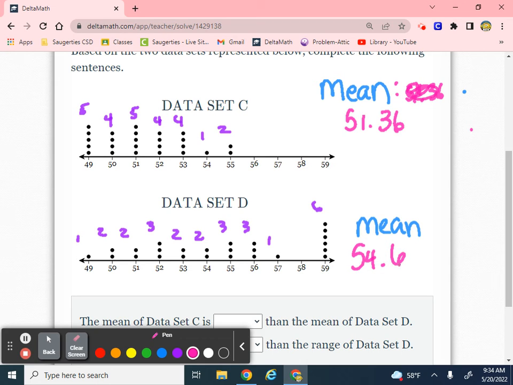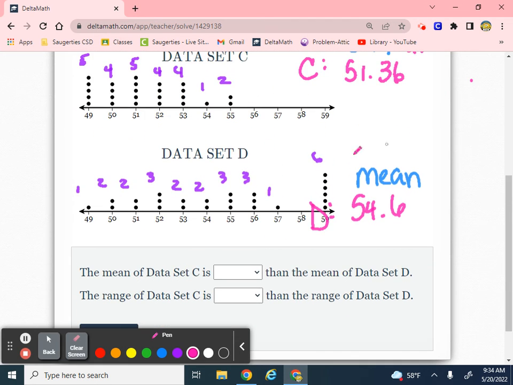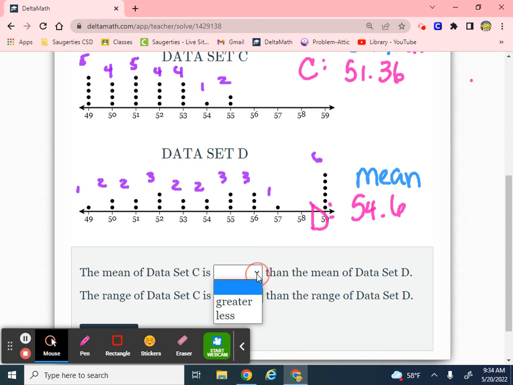Unfortunately, these are very close. Because if you made a mistake on one, then it could make a difference. Did anybody else get this? Okay, cool. So now we have to compare. Remember, this is called data set C, and this is called data set D. So now we have to answer a question. The mean of data set C, is that bigger or smaller than this one? Smaller. So on the drop down, you would do this.